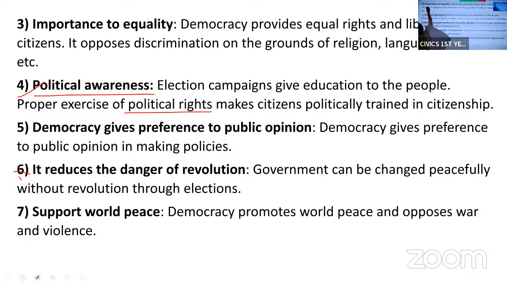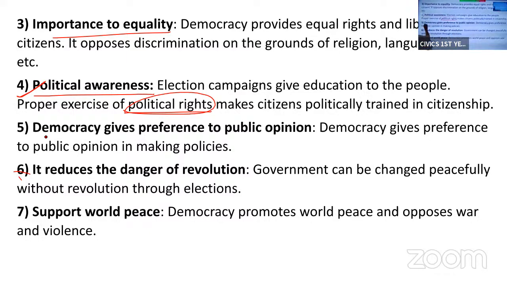Then there is importance to equality. In democracy, there is no discrimination on the basis of caste, religion, gender, etc. And there is political awareness. In democratic countries, the people elect their government. Through election campaigning, they come to know about the various political parties and their manifestos, and they are able to make decisions for using their right to vote. So in democratic countries, people enjoy political rights.